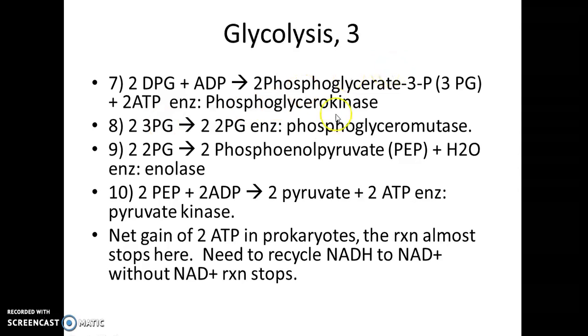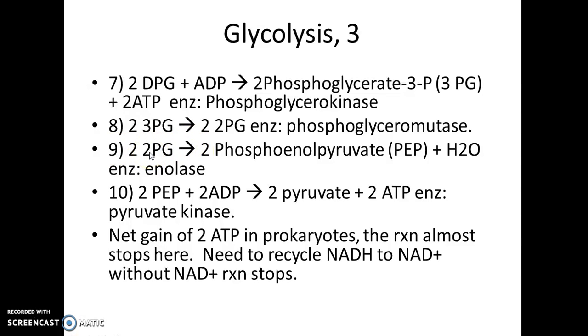So what we're going to do, because of the second law of thermodynamics, is decrease the potential energy of that bond by moving the phosphate over 1 carbon. So we move it from the 3rd carbon to the 2nd carbon by an enzyme called phosphoglyceromutase, and that lowers the potential energy of that last bond to the phosphate in the carbon. We have 2 molecules of phosphoglycerate 2P.